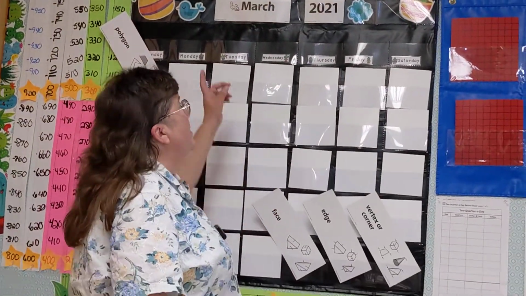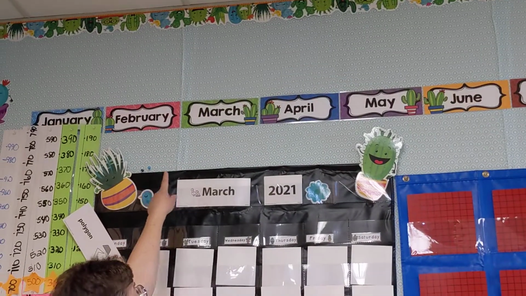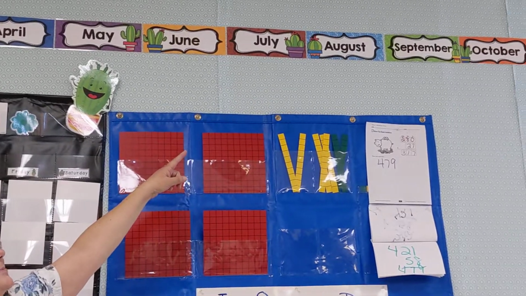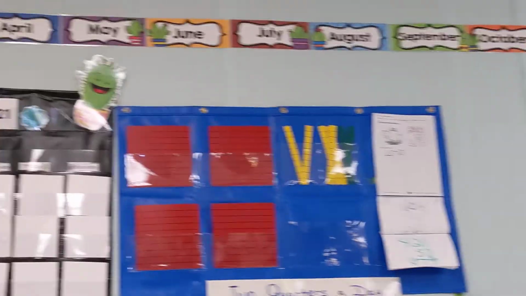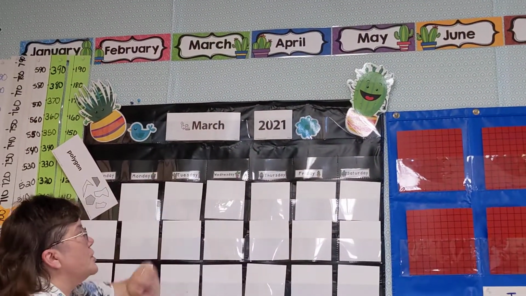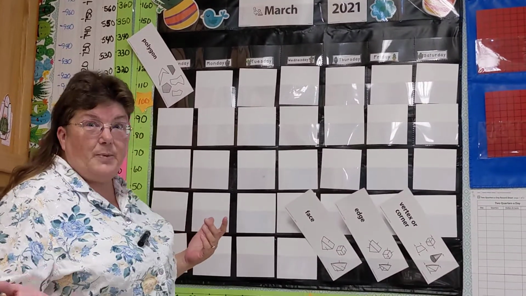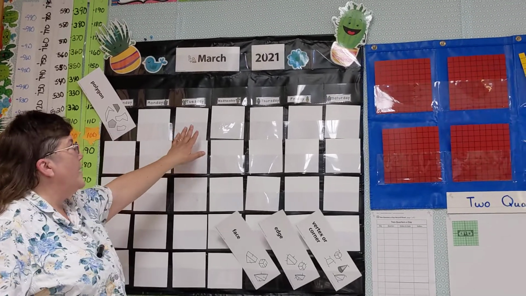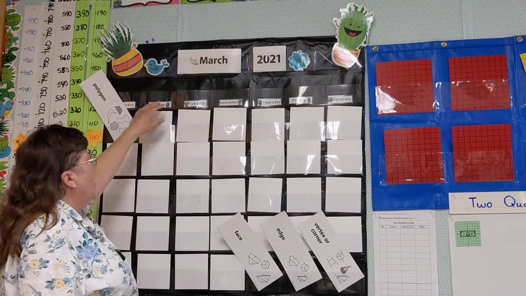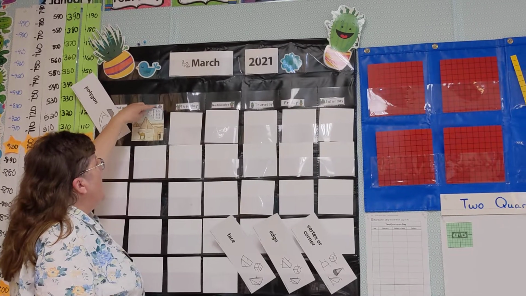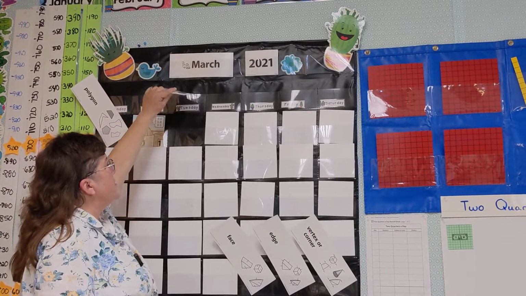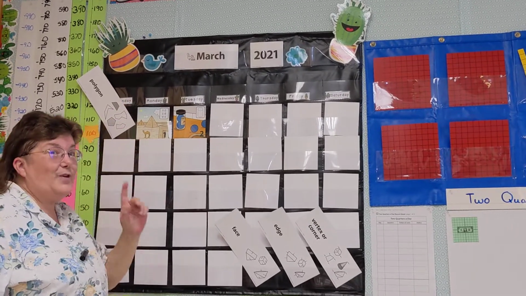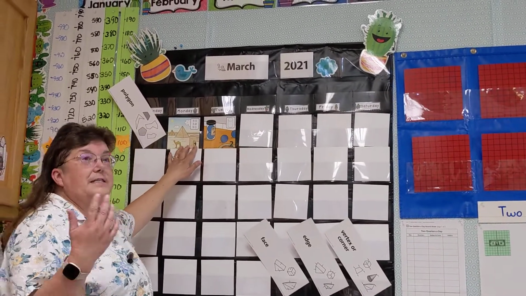So let's remind ourselves, January, February, March, April, May, June, July, August, September, October, November, December. We are in March. Because it's the beginning of the month, you guys really don't know what our markers look like. But because I know that today's Tuesday, I am going to turn over Monday and Tuesdays. So, you guys, for this month, we're going to have a scene.